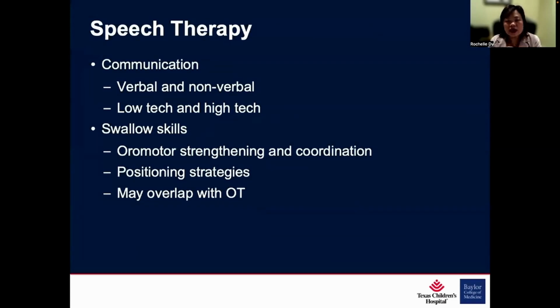This is especially true here in the US. I'm not sure how it is in other countries or in the UK. But a lot of this definitely is a team approach. The therapist provides guidance, but it is really the family incorporating this in daily activities as much as they can.